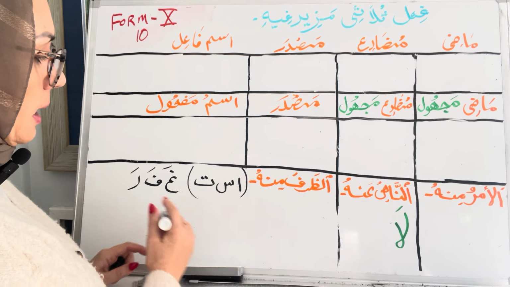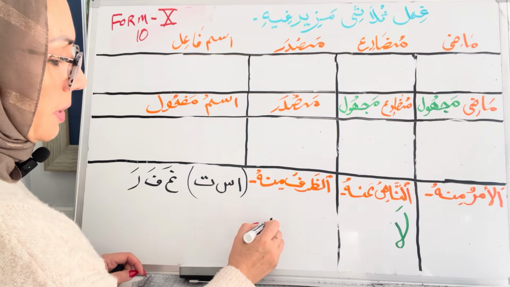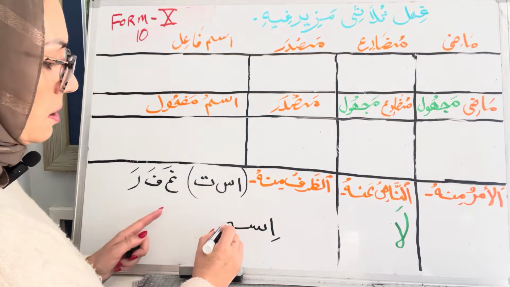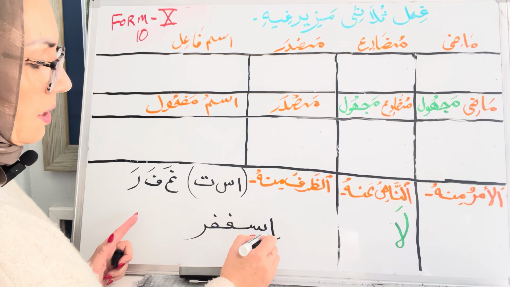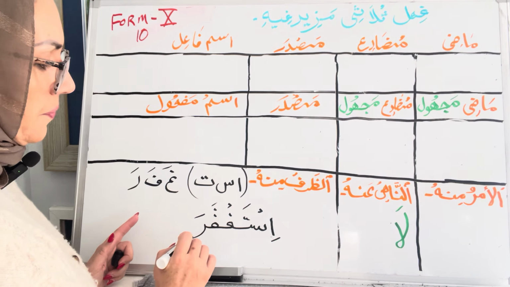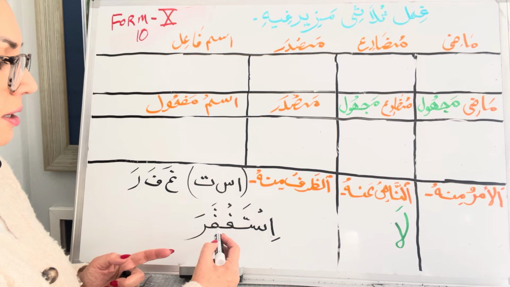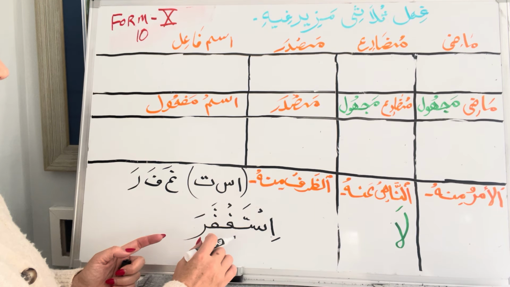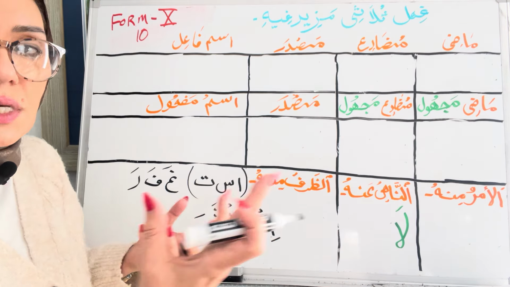So how do we write this together in this form? Let's write it together. Istaghfara. So that's how we write it. The alif, sin, and ta is added, and then here's ghafara. So when we write it together, that's how we write it. All right, so what does this mean? Istaghfara means to ask for forgiveness, that you're seeking forgiveness.